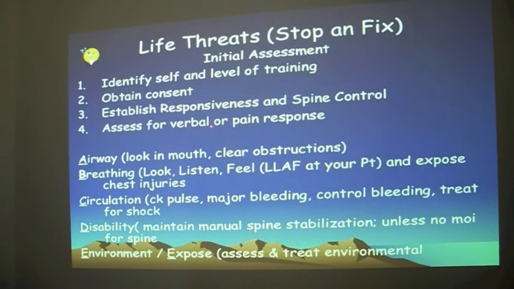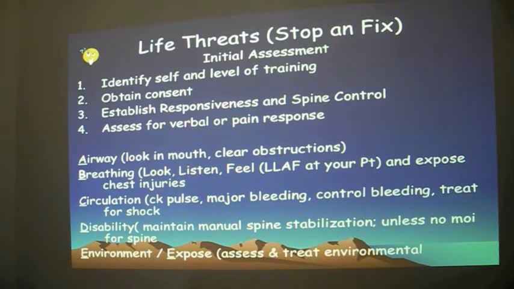Then we're going to assess for verbal painful response. This is our AVPU scale. First, we're going to look at our airway. Think the top, the stop sign, the letter A, airway. Look in their mouth. Is it clear of obstructions? Do you see broken teeth? Do you see blood? Breathing: look, listen, feel. Expose their chest. Make sure they don't have any type of injuries.